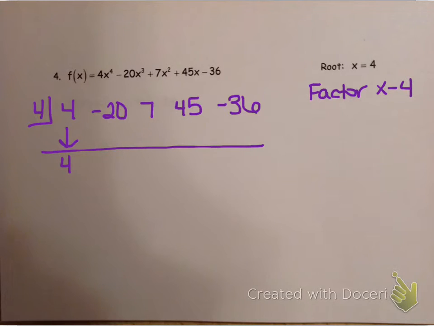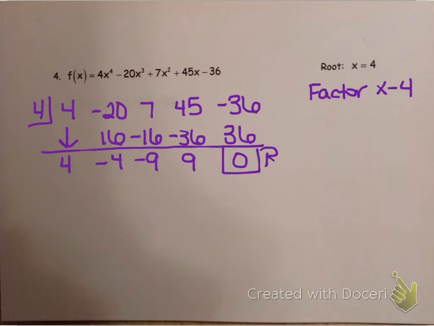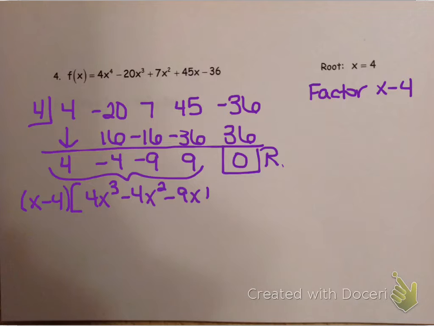Okay, let's see how you guys did. So we multiply and add down. We multiply and add down. We multiply and add down. And last but not least. So there's our remainder of 0. Okay, so we have divided x minus 4 out of our quartic equation, and this is what we're left with. And what that is 4x cubed minus 4x squared minus 9x plus 9.